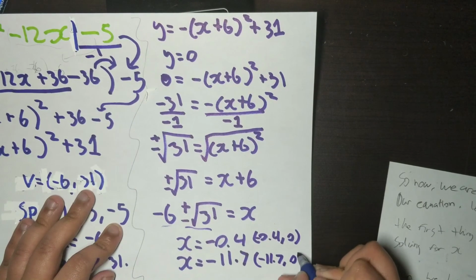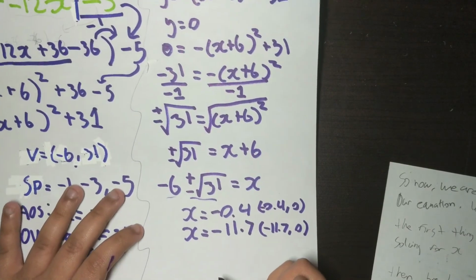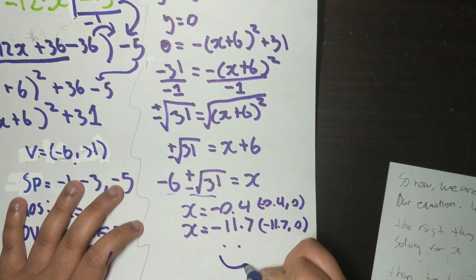Negative 11.7, and we are done. And we got our two x-intercepts, and we're done. Yay!